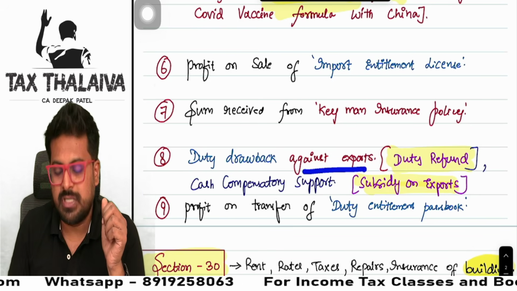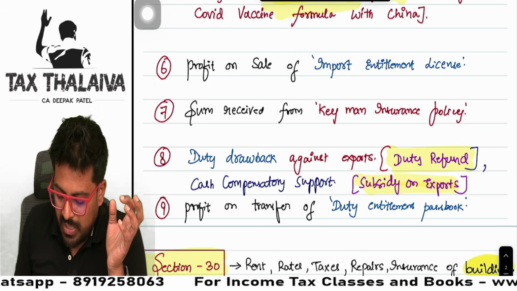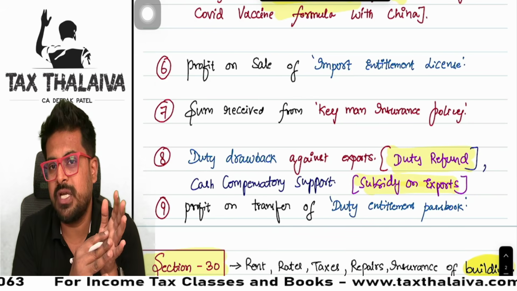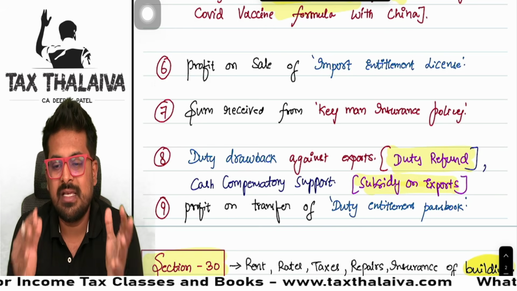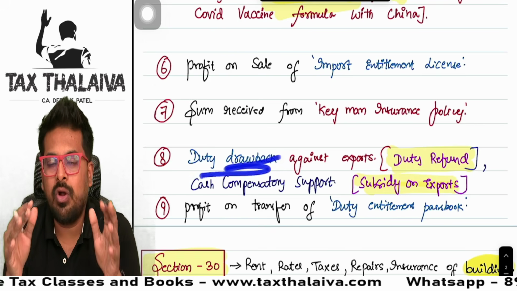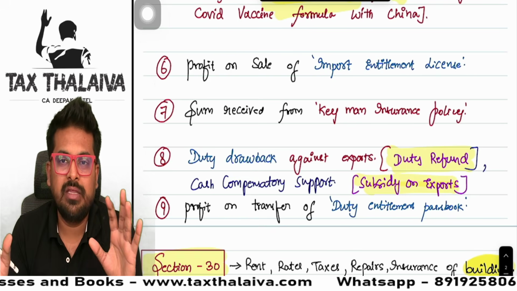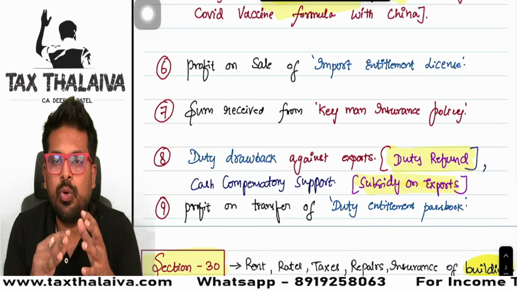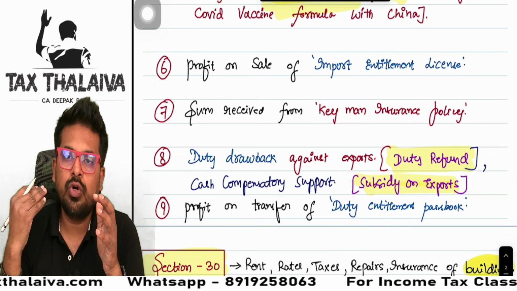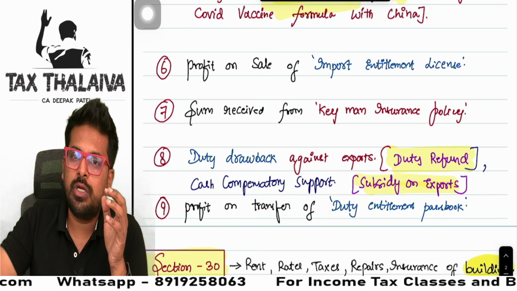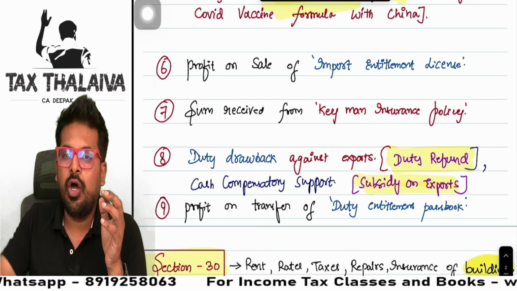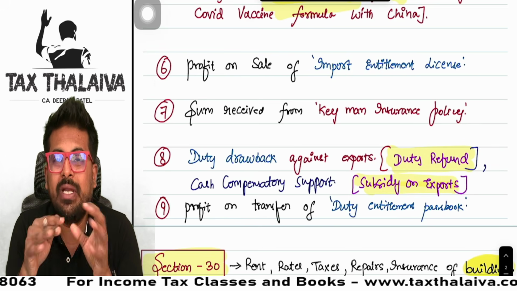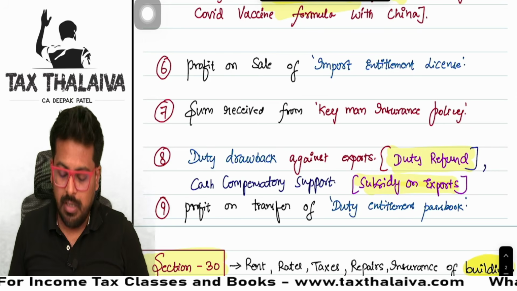Duty drawback against exports, like a duty refund: if you receive any duty refund or subsidy on exports. If you export a lot, the government will give you a lot of subsidies. All these subsidies are income for the business, and that's why these duty drawbacks are treated as business income and taxable in the hands of the business. Profit on transfer of duty entitlement passbook. The duty entitlement passbook is also a kind of passbook which you have. If you export a lot, then you will get a lot of duty drawback or duty refunds. If you transfer that, and if you earn any kind of profit on the duty entitlement passbook, that is also taxable under the PGBP head.